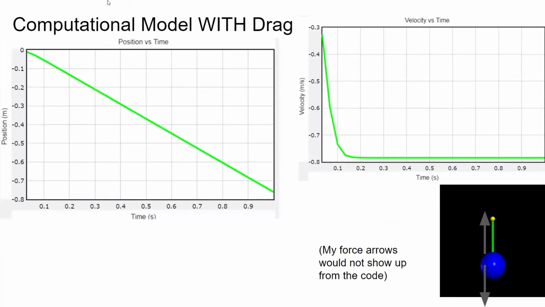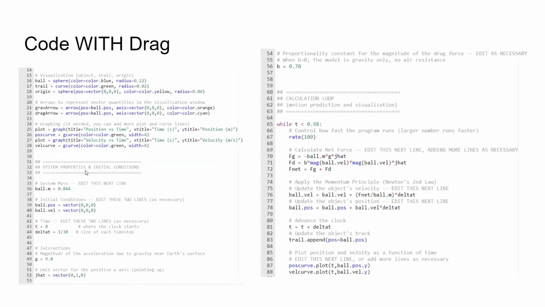For the computational model with drag, the position versus time graph was linear in the negative direction, and the velocity versus time graph was an exponential function, which then went into a constant velocity from about 0.2 seconds. For the code with drag, the main difference was that there's now the force of drag, so that had to be calculated. The new F net is equal to the drag force plus the gravity force, and everything else was kept the same. The proportionality constant was now 0.7, matched with the observational data.